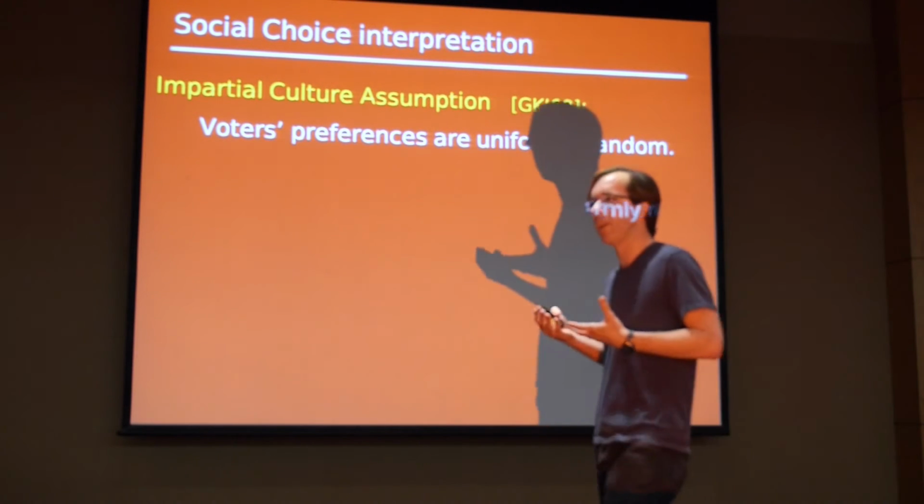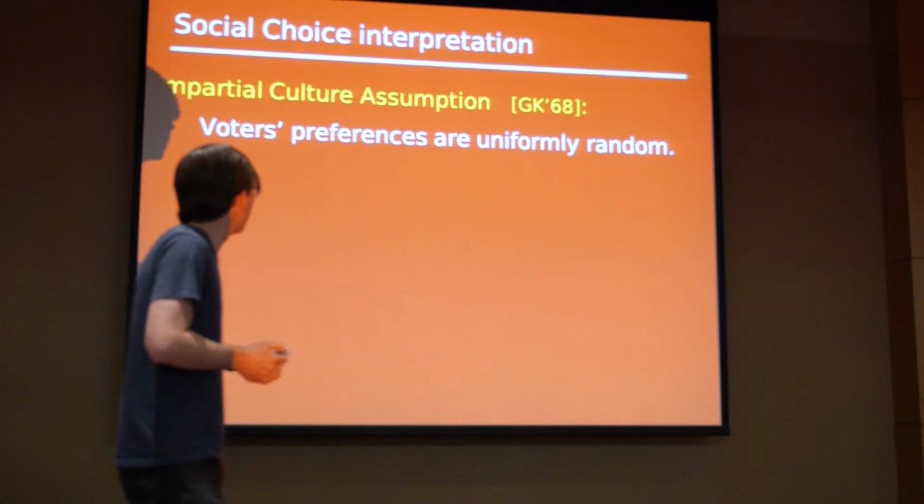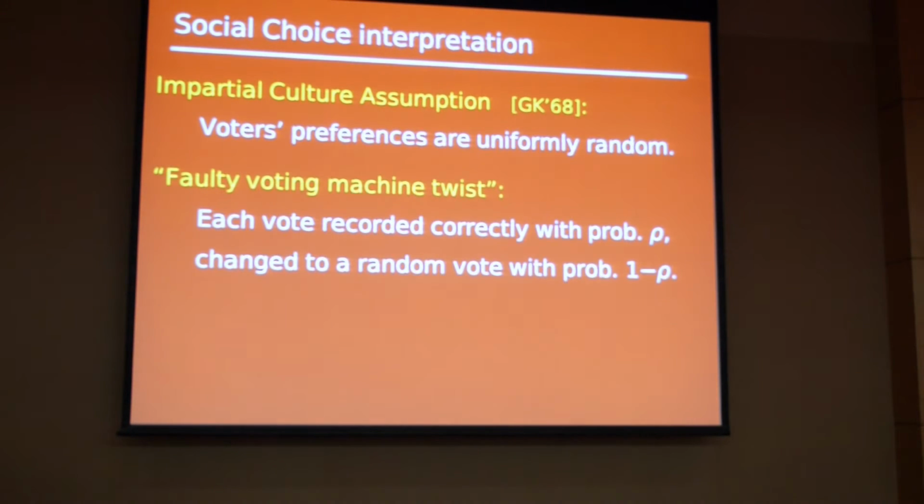So that's a standard assumption in social choice, and now I'm going to talk about a problem in social choice, one that involves a non-standard assumption, which I'll call the twist, or assumption of faulty voting machines. So imagine in the election, everybody goes to vote at the voting machines, and when a person enters their vote, it's recorded correctly with probability rho, and with probability 1 minus rho, the voting machine silently malfunctions and just changes their vote to a random vote. And this is another reason why we hope that rho is close to 1.